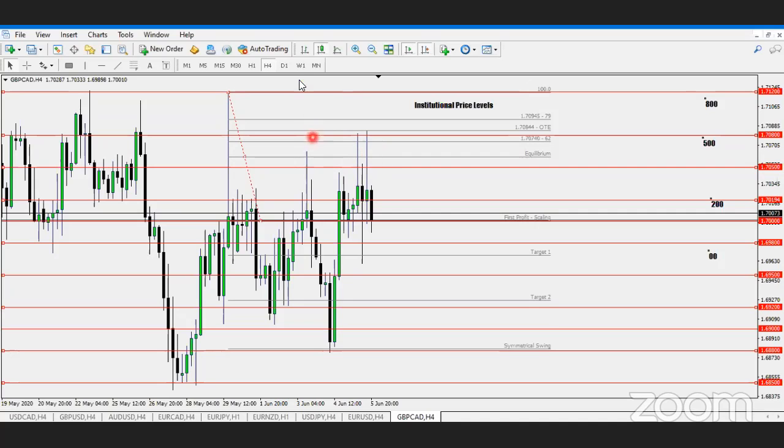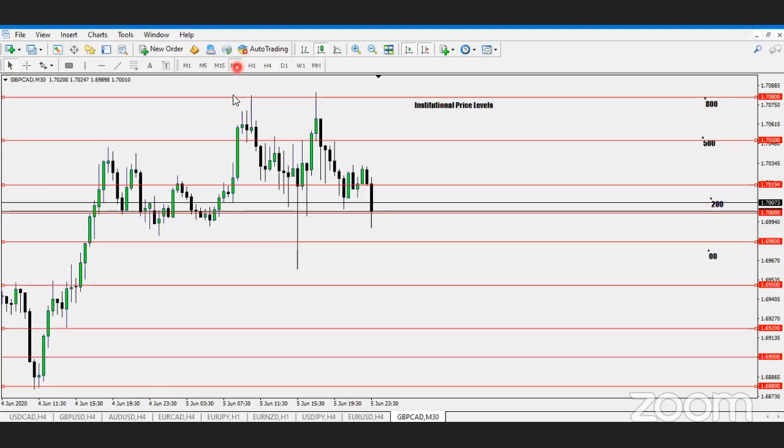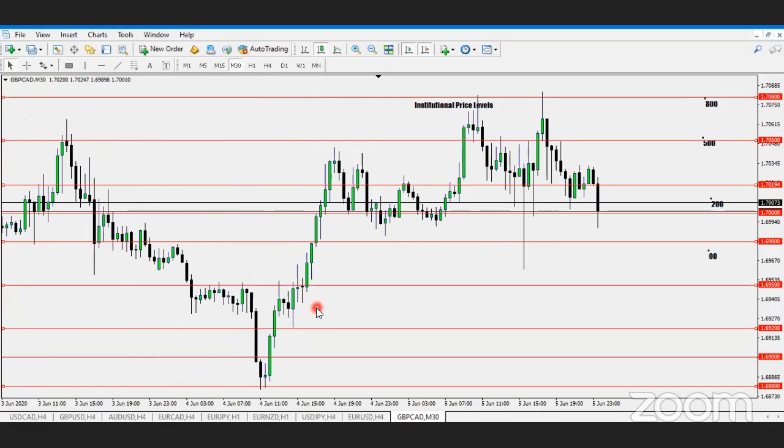Now, this is a 4-hour chart. So basically, I'm just going to go down now to, let's say, the 30-minute. And we can see the same occurring here. So if you've watched the previous video, we apply the fibs from the source to the candle that creates the breaker, you will know that I also showed you the 15-minute chart and how to pull fibs.